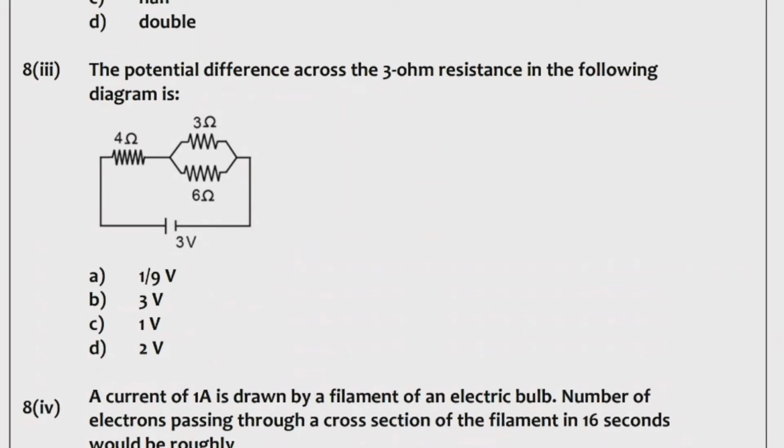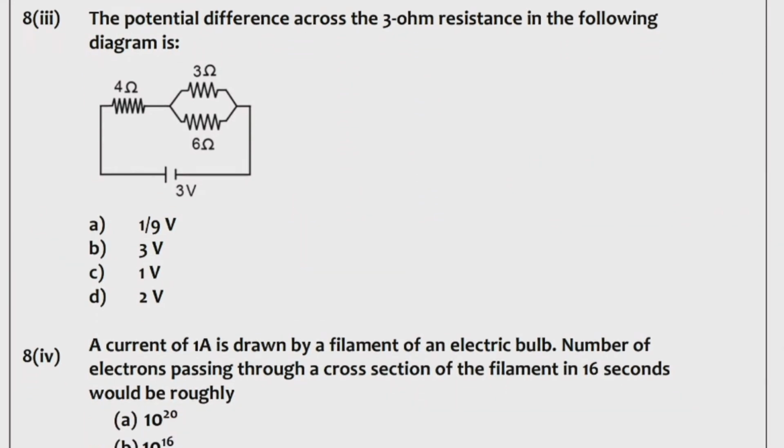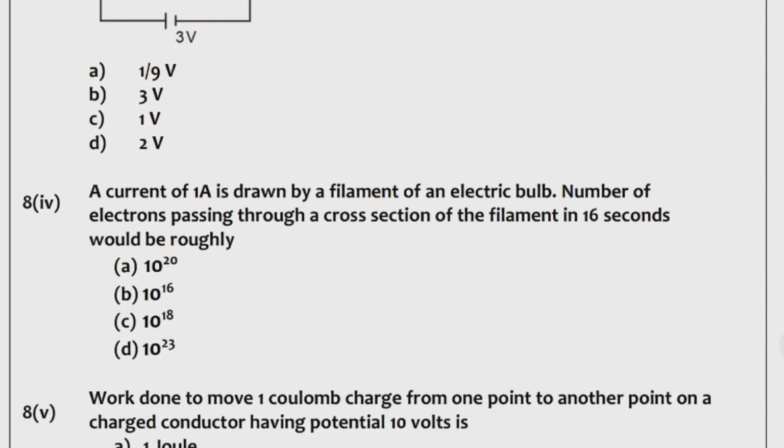8.4. A current of 1A is drawn by a filament of an electric bulb. Number of electrons passing through a cross section of the filament in 16 seconds would be roughly. Options: A. 10 raised to 20, B. 10 raised to 16, C. 10 raised to 18, D. 10 raised to 23.